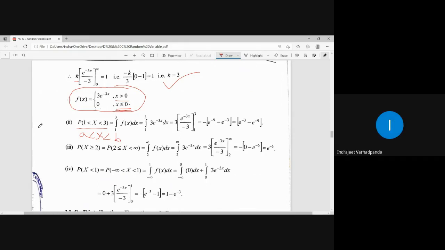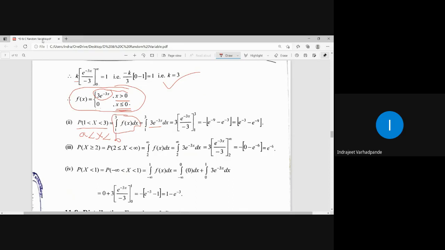Yes, sir. So integral a to b f of x dx, here what are the values? 1 to 3. So how will it be integrated? It will be integrated between 1 to 3 f of x dx. Do the integration of the given function. See, 1 to 3 means the interval is greater than 0. For greater than 0, what is the function to be taken? 3 e to the power minus 3x. So what are you integrating? 3 e to the power minus 3x between 1 to 3.